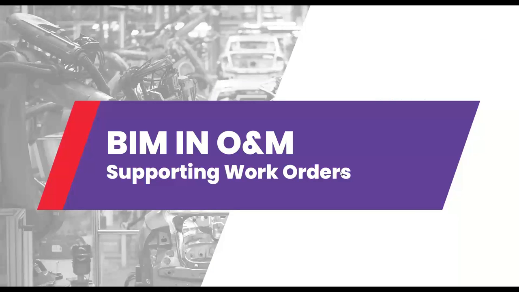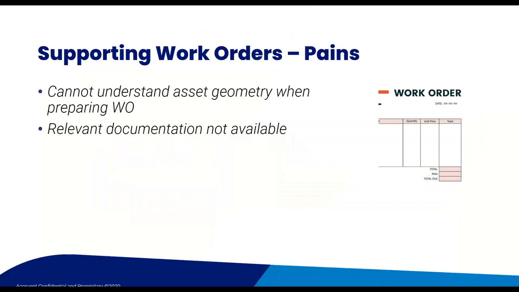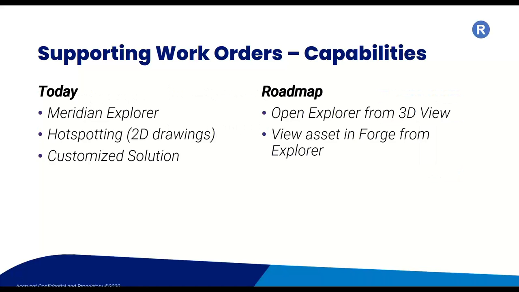Then on to the next topic, supporting work orders, which need this asset information. The pain there is that the maintenance engineer cannot understand the asset geometry when preparing the work order, so he needs to know where this piece of equipment is and what it looks like. And relevant documentation is not available, like for instance a standard operating procedure or the manual on how the piece of equipment should be maintained.